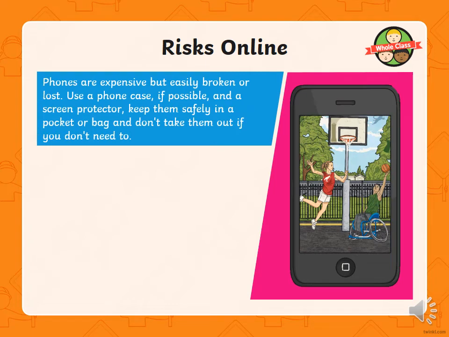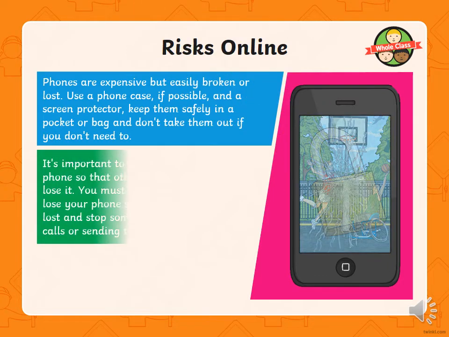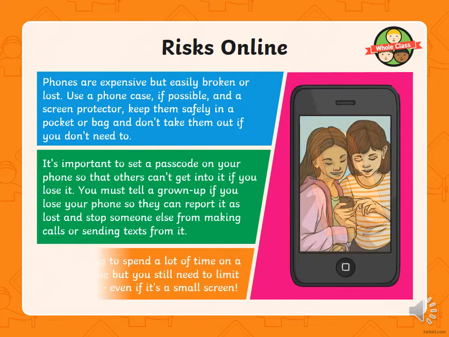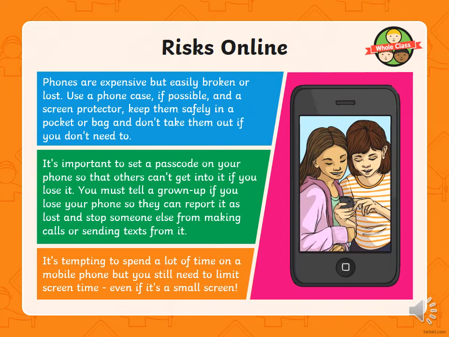Phones are expensive but easily broken or lost. Use a phone case if possible and a screen protector, keep them safely in a pocket or bag, and don't take them out if you don't need them. It is important to set a passcode on your phone so that others can't get into it. If you lose your phone, you must tell a grown-up so they can report it as lost and stop someone else from making calls or sending texts from it, as well as being able to access all your photos and private messages and stuff.